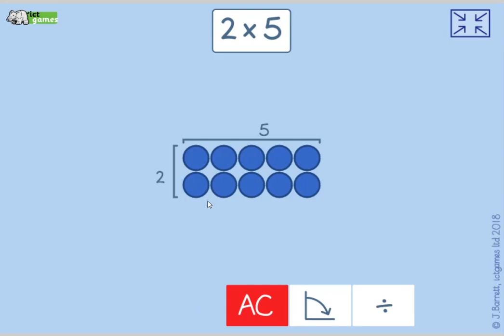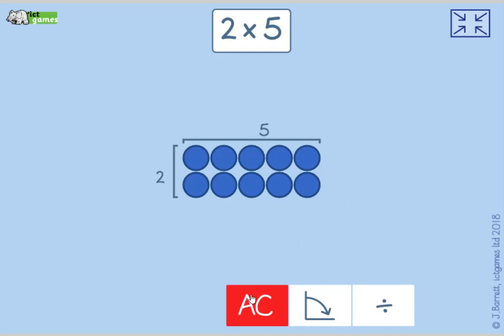What happens with 2 times 5 is we've got 2, and how many times are we going to have it? We're going to have it 5 times. So that's time number 1, time number 2, time number 3, time number 4, and time number 5. And then it's just like adding. It's like 2, add 2, add 2, add 2, add 2, which is why being able to count in 2s is so super helpful. 2, 4, 6, 8, 10. 2 times 5 is 10.